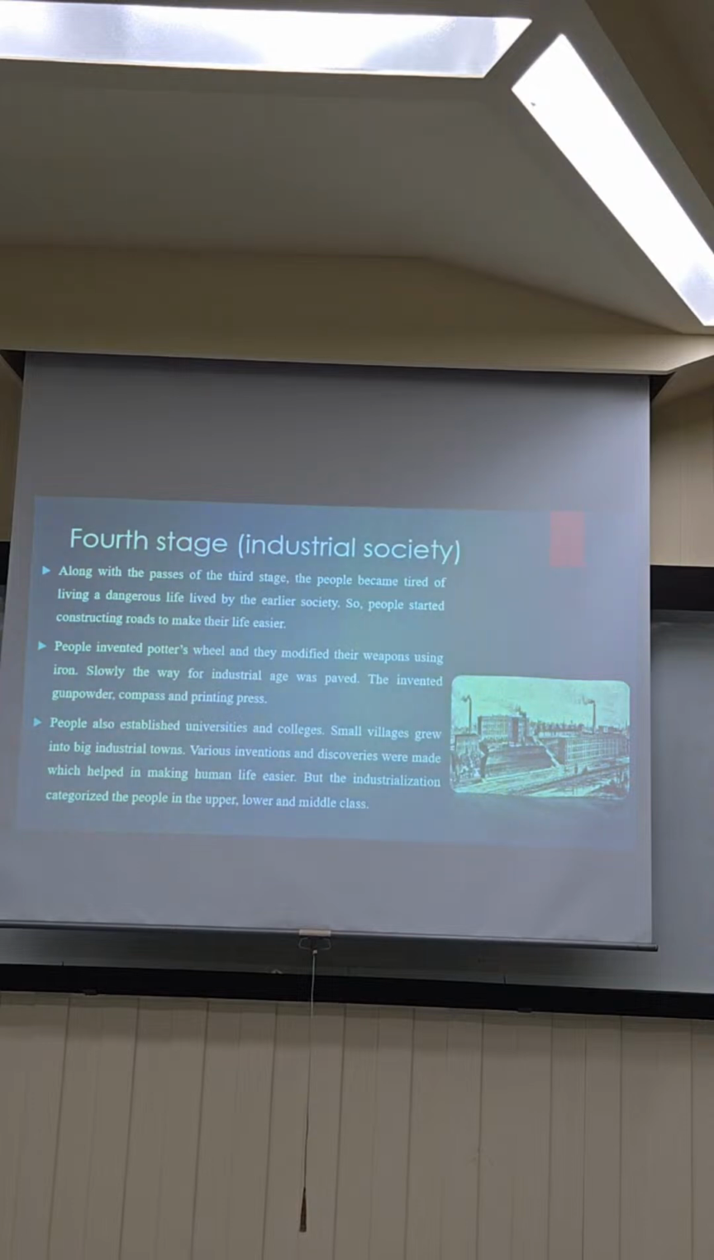People also established universities and colleges. Small villages grew into big industrial towns. Various inventions and discoveries were made, which helped in making human life easier. But industrialization categorized the people into upper, lower, and middle classes. You see that? What is new here? Can you tell me?